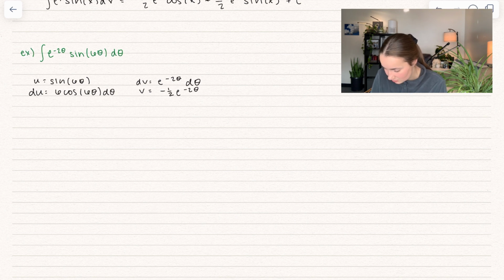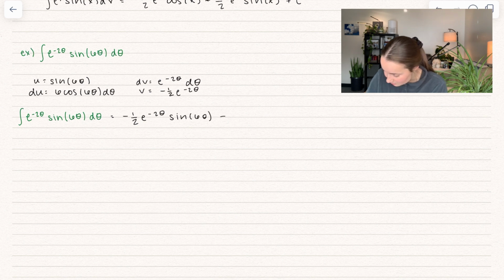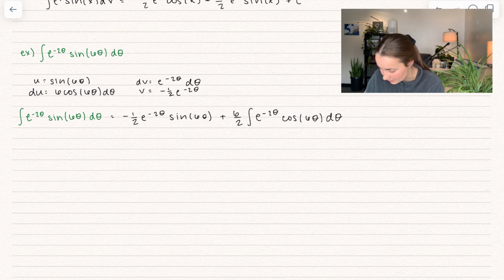So we have our original integral, which I'm going to copy and paste. This is equal to uv, so we get negative 1/2 e to the negative 2 theta times sine of 6 theta minus the integral of v du. Okay, so here, if you wanted, you could bring out that constant multiple immediately. So that becomes plus, and that becomes 6 divided by 2. And inside we get e to the negative 2 theta times cosine of 6 theta, d theta. And of course we can go ahead and rewrite this, so that becomes a positive 3 on the outside.